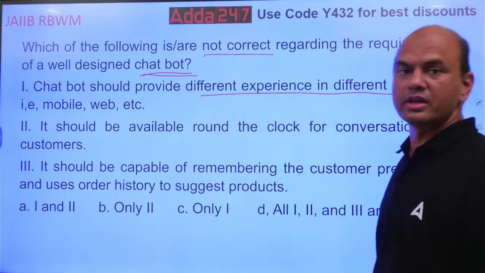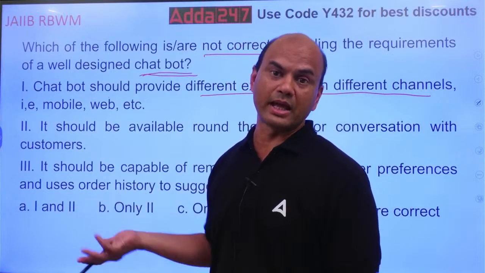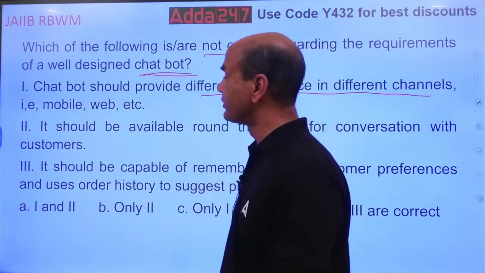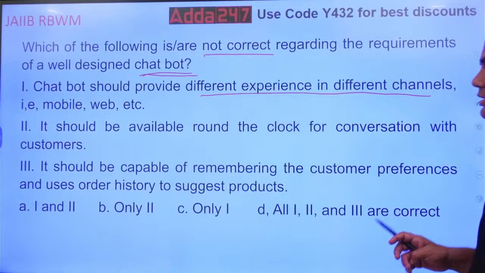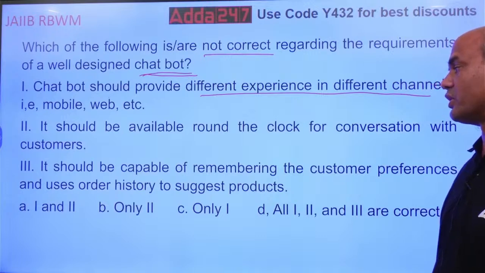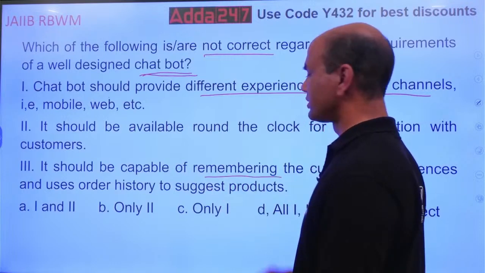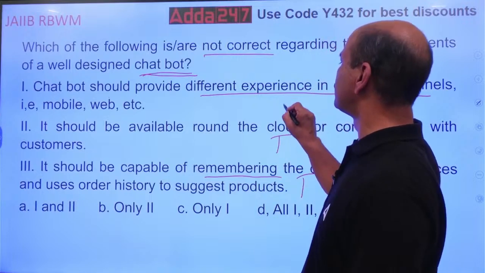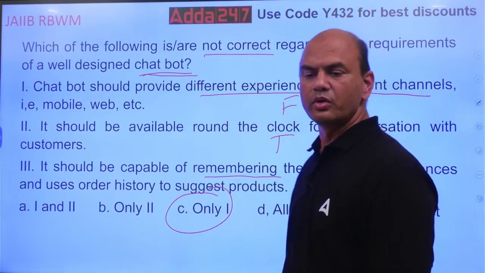Different experience in different channels means if I'm working on the internet, this laptop, it will be different. On mobile, it will be different. On my tab, it will be different. Is it so? You want the incorrect one? Think. It should be available round the clock for conversation. It should be capable of remembering the customer's preferences and uses order history to suggest the products. So obviously these two are true. This is true. This is true. This is false. So only one is the answer.